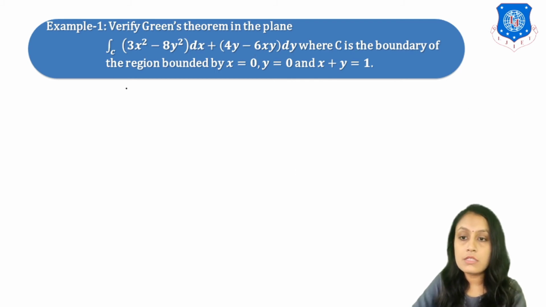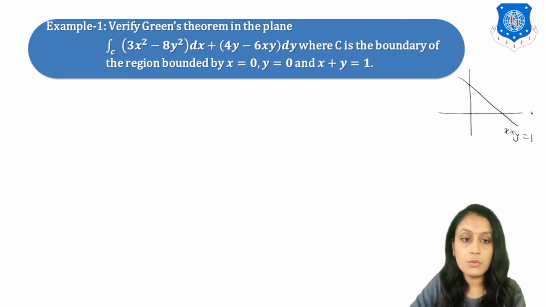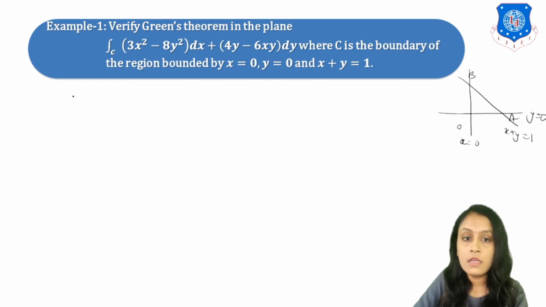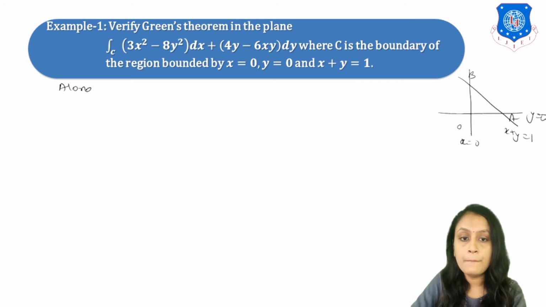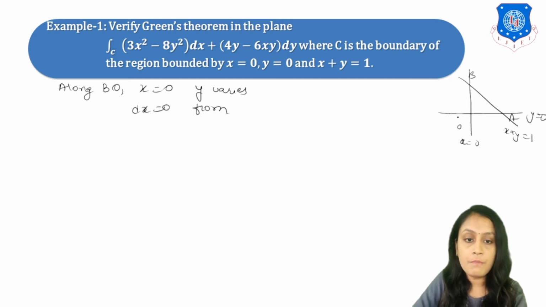Clear? Now let's solve along BO. So this is x plus y is equal to 1, this is y is equal to 0, x is equal to 0, triangle OAB. We have already solved OA and AB. Now it's time to solve BO. So along BO, which line is BO? X is equal to 0. So your dx will be equal to 0. Just write down the points: this is 0 comma 0, 1 comma 0, and 0 comma 1. Now y varies from 1 to 0.